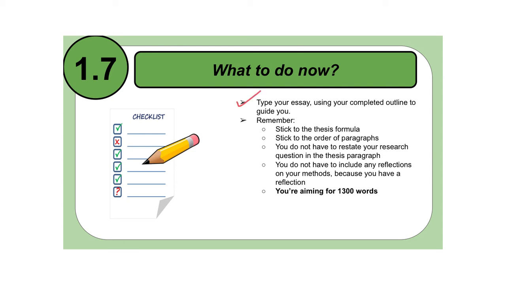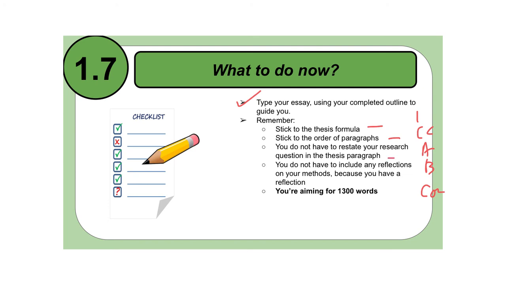You need to start typing your essay using the completed outline as a guide. At this point, you should have already turned in an outline and received feedback from the teacher on it. So you should be ready to go with just transforming your outline into your 5-paragraph essay. Some things for you to remember: you must stick with the thesis formula, which all of you have. You must stick to the order of the paragraphs. So you must have an introduction, your counterclaim, your supporting point A, supporting point B, and conclusion. Period. That's your order. Do not deviate.